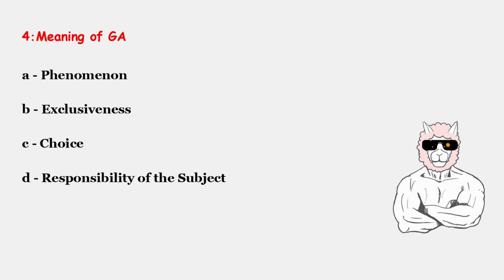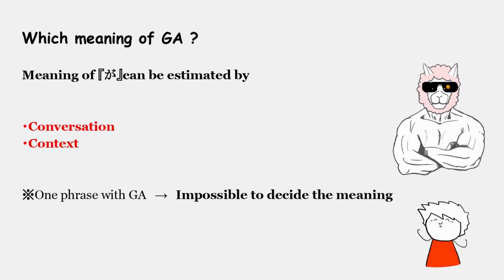Is it clear? And now the last chapter, the meaning of ga. There are 4 meanings that we are gonna see about ga. Firstly, the phenomenon, then the exclusiveness, and next, the choice, and finally, the responsibility of the subject. But before starting, we need to remember how we can determine a meaning out of 4. Like the particle wa, it's the conversation or the context, which let us choose its meaning. So if there's only one phrase with ga, we can't determine an exact meaning.